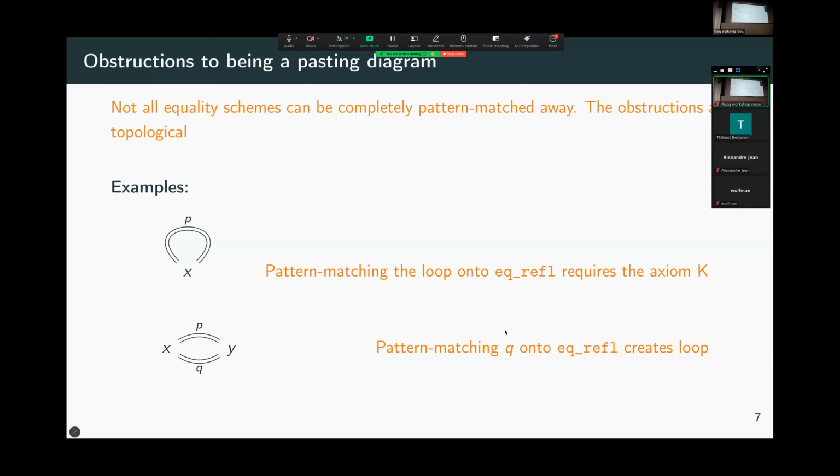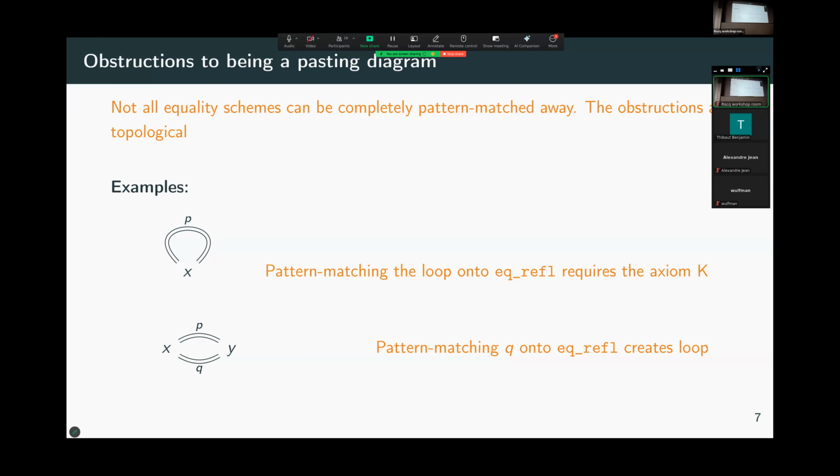Similarly, if I have X and Y, which are 2 points, and P and Q, which are 2 equalities between X and Y, but I don't require those 2 equalities to be equal between each other, that's also not a pacing diagram. That's also an obstruction. Why? Because I can pattern match Q onto Refl, and that will identify definitionally X and Y, but then P becomes a loop, an equality between X and X, and I'm back to the previous case where I would need axiom K, and I don't want it.